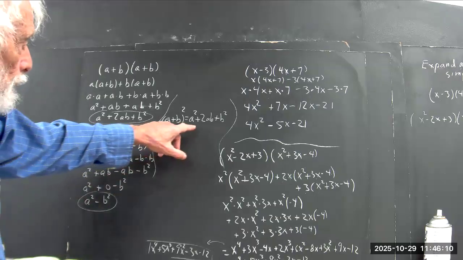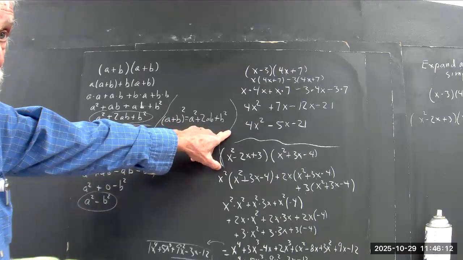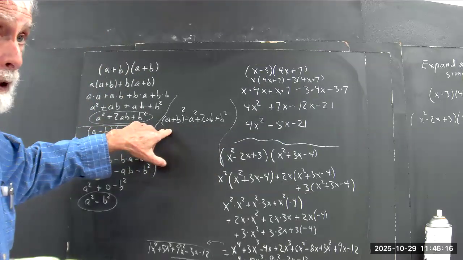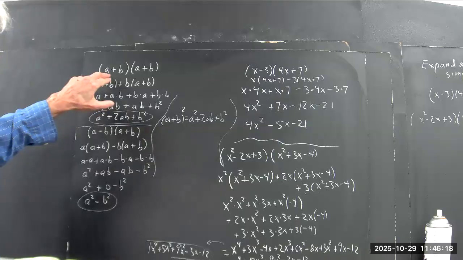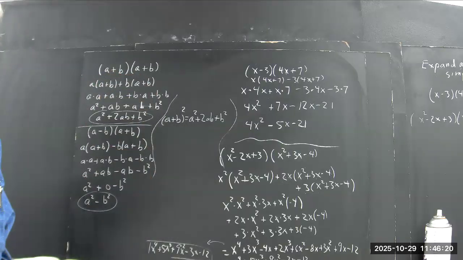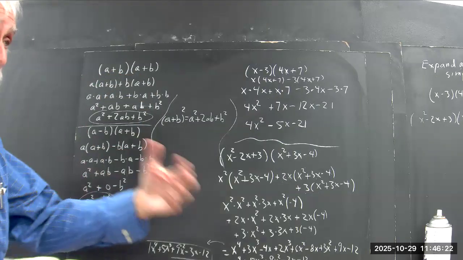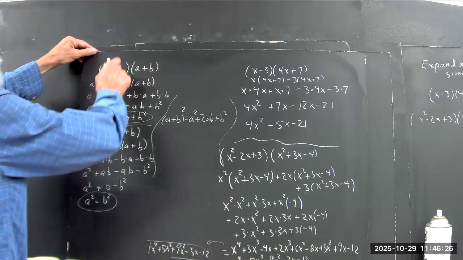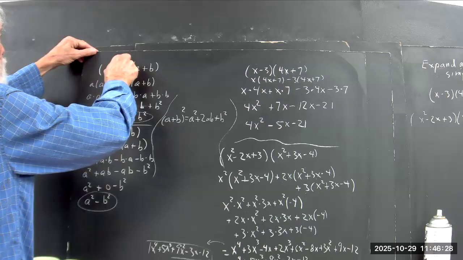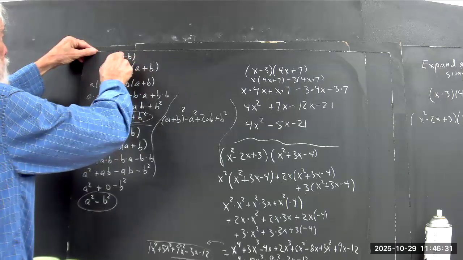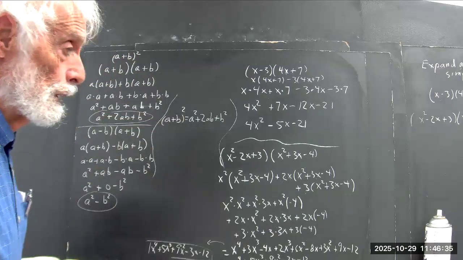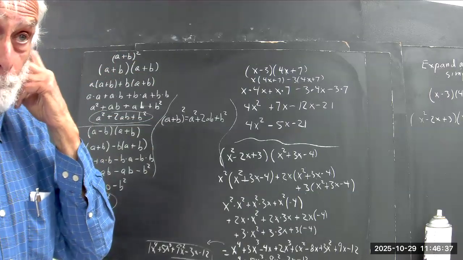If I square A plus B, this is what I get. Now, I haven't really said anything up here about squaring A plus B, have I? But what I did was multiply A plus B times A plus B. When you multiply something by itself, you're squaring it. So I could, up at the top here, say, okay, that's A plus B squared, which we then write as A plus B times A plus B. Okay?